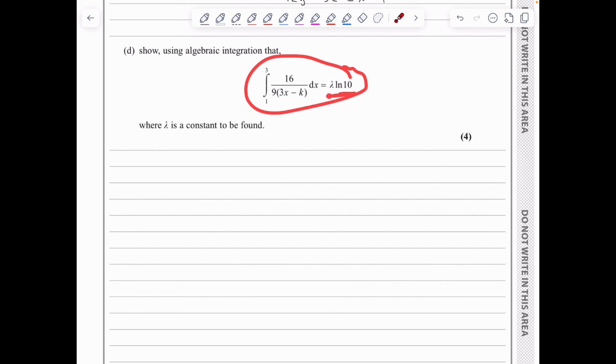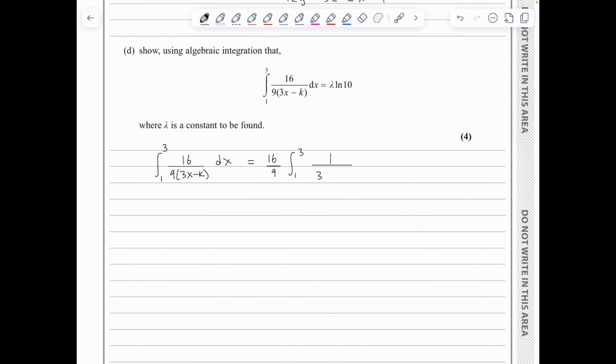a result of λ ln 10, where λ is a constant to be found. So starting with the integral from 1 up to 3 of 16/9 times 1/(3x - k), the first thing to do is take out the 16/9, and it's the integral from 1 up to 3 of 1/(3x - 7/3), the value of k. We arrived at part C. So this will give me 16/9.